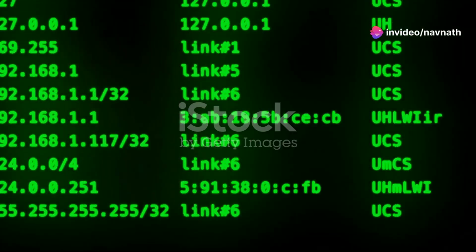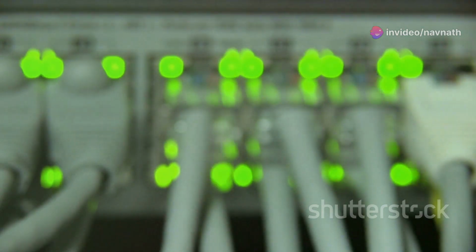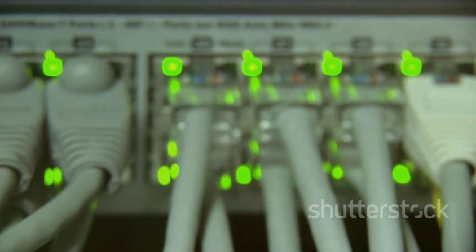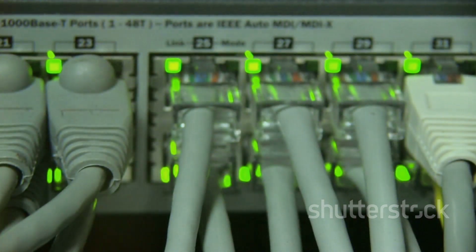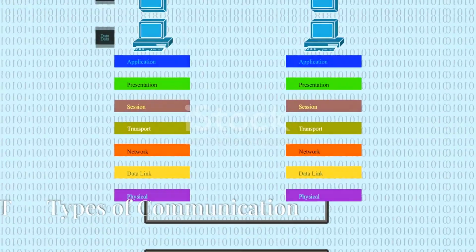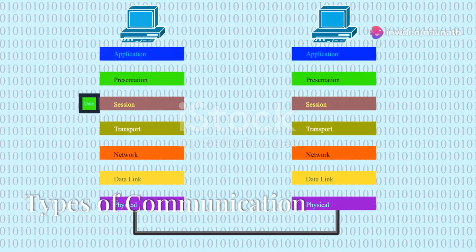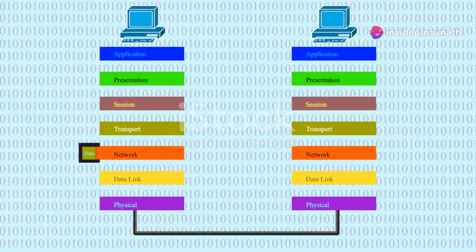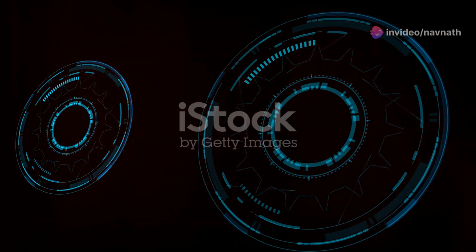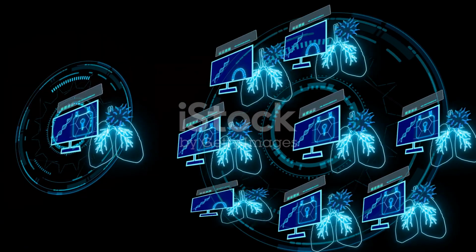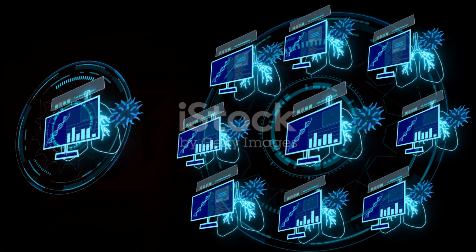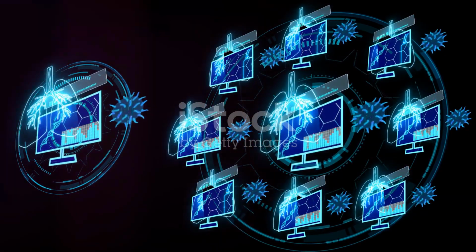Note: the IP address 127.x.y.z is known as the loop-back address, and it is used to check the connectivity. 1.4 Types of communication. Unicast communication, one-to-one. Broadcast communication, one-to-all. Multicast communication, one-to-many.